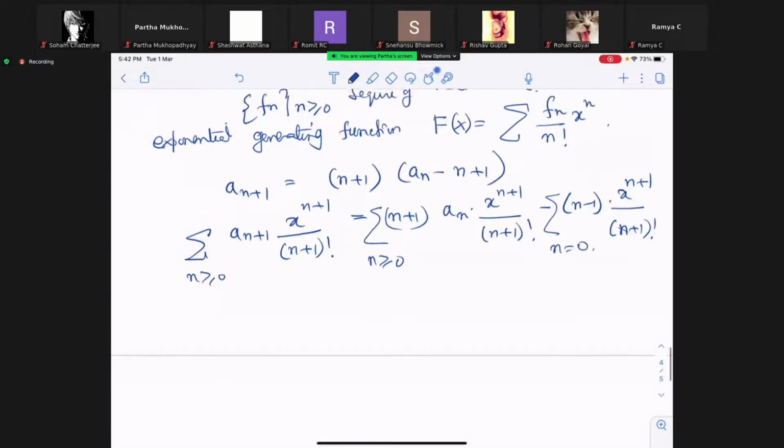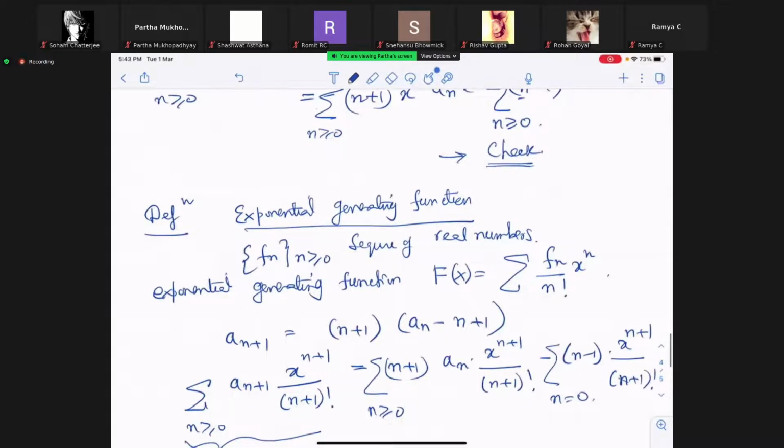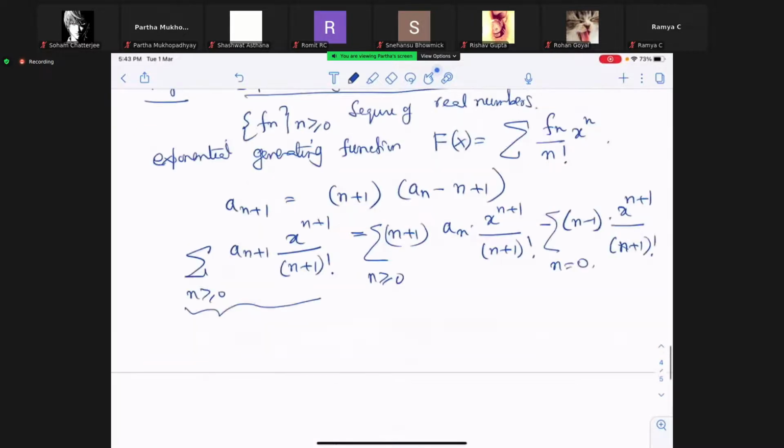Right. So now let's try to look at it. This side, by your definition, is the complete generating function minus the term A0. And what was the value of A0? A0 was 1. So this side is A(x) minus 1. Let's carefully analyze this side.